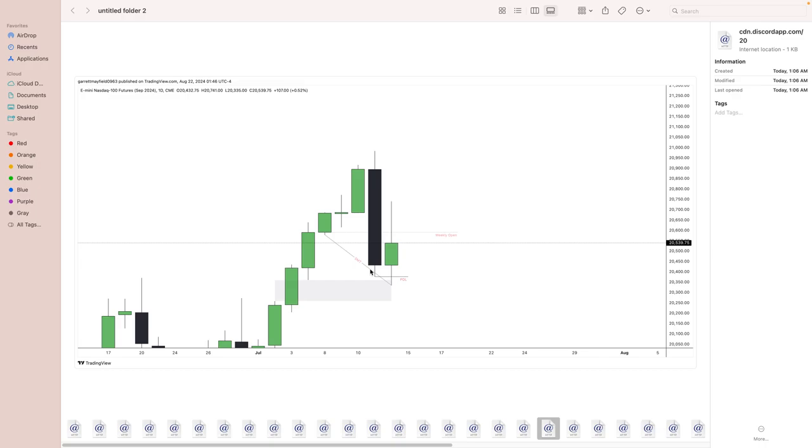So let's go to the next day. Okay, so now we have this huge displacement lower, and we have the SMT with the correlated asset, and we hit a key level. So again, low today created in a key level.